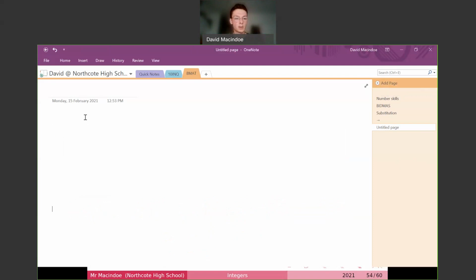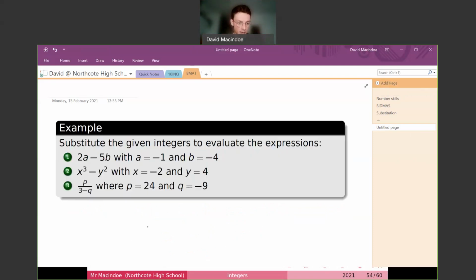Final one, got ourselves p over 3 take q, and we're told our values there. So p, put it in, 24, and then 3 take -9. So again, with our order of operations, we've got to do the denominator first. There's implied brackets here. So we're going to do 3 take -9. So really we're adding, aren't we? So we get 12, and then 24 on 12, that's the same as 24 divided by 12, so that's just 2. And that is our answer.